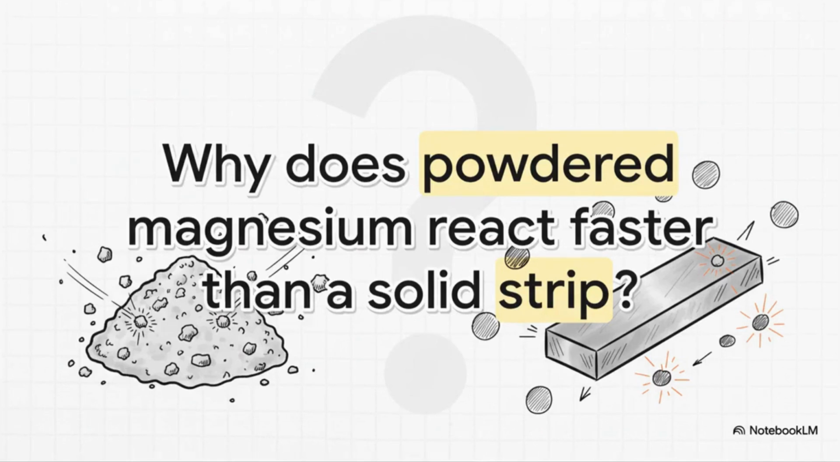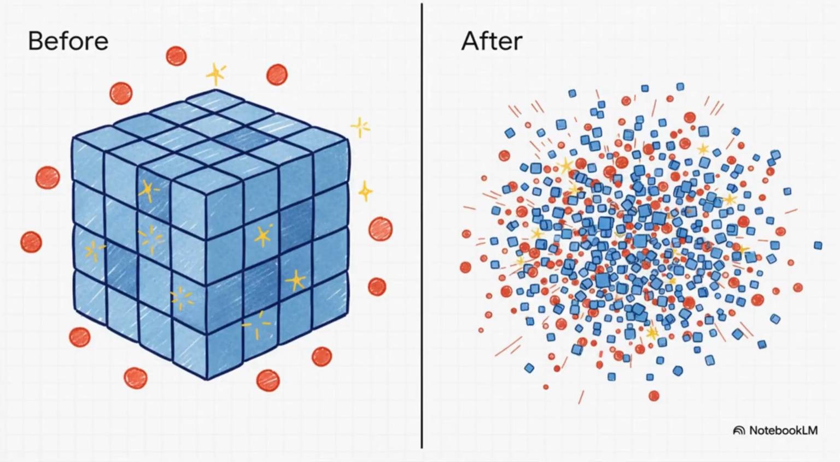Our third lever is surface area, and this one is super visual. Imagine you have a solid strip of magnesium and the exact same amount ground up into a fine powder. You drop them both in acid, and the powder just erupts in fizzing almost instantly. Why the dramatic difference? Well, a reaction can only happen where the two substances actually touch, on the surface.